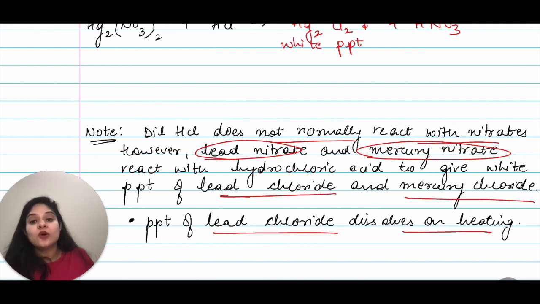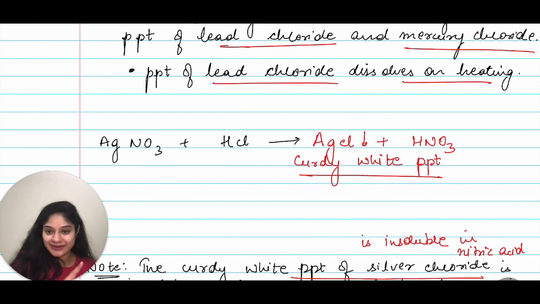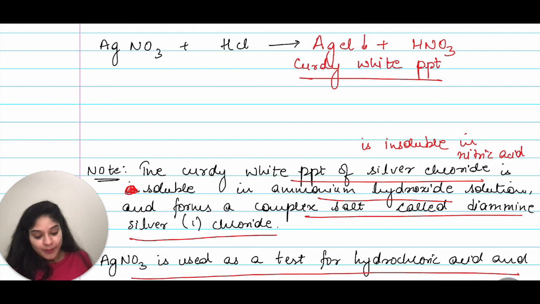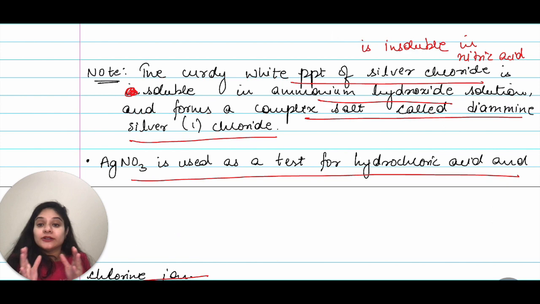Moving ahead, we also have AgNO3, that is your silver nitrate. Your silver nitrate also reacts with dilute HCl. On reacting, instead of getting a regular white PPT, we get a curdy white PPT. This curdy white PPT is insoluble in nitric acid, but it is soluble in ammonium hydroxide solution. When it does dissolve in ammonium hydroxide solution, it gives us a complex compound known as diamine silver chloride. And this is also used as a test for hydrochloric acid.